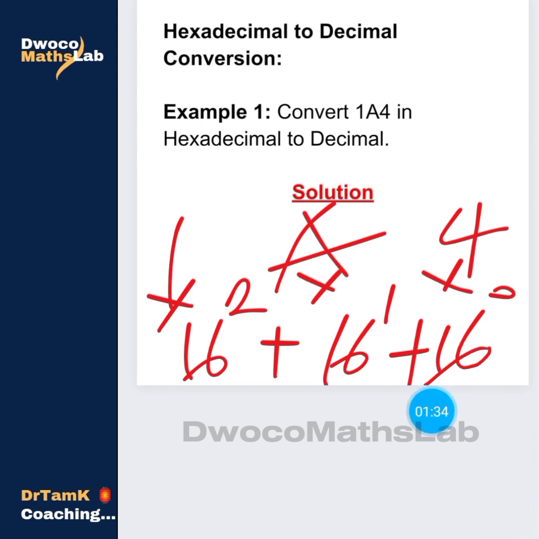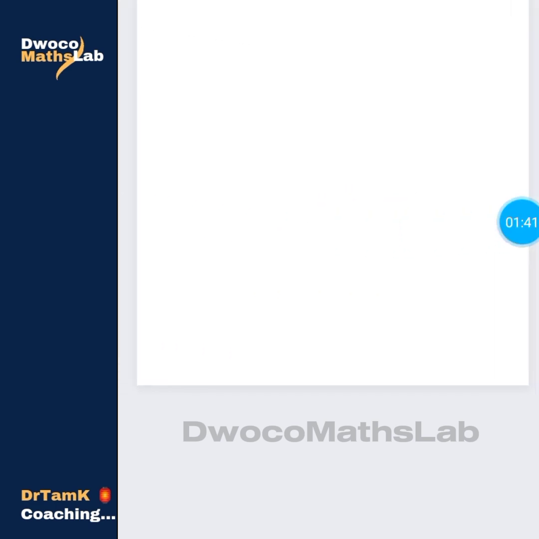So what I'm going to do is look for 16 raised to the power 0. Of course, anything raised to the power 0 is 1, right? Then we multiply it by the 4. So I'm going to have 1 times 4, which is 4, obviously.